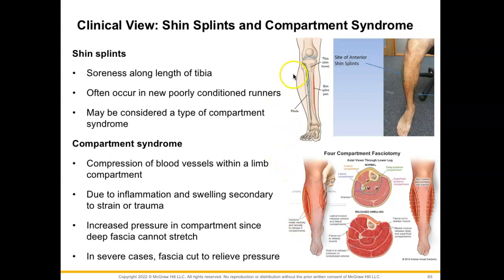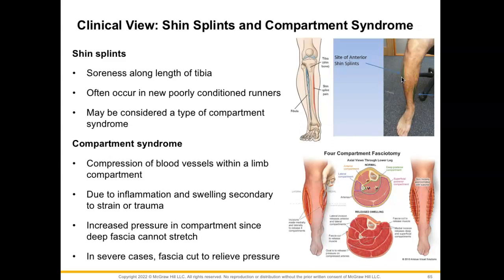Little clinical view here on shin splints and compartment syndrome. When you get shin splints, you are experiencing soreness along the length of the tibia right over here. This is another type of issue that we won't talk about. So it's only really in this region over here. This often occurs in new, poorly conditioned runners.